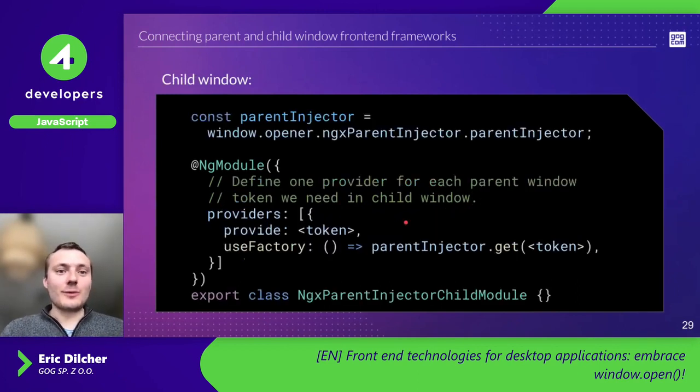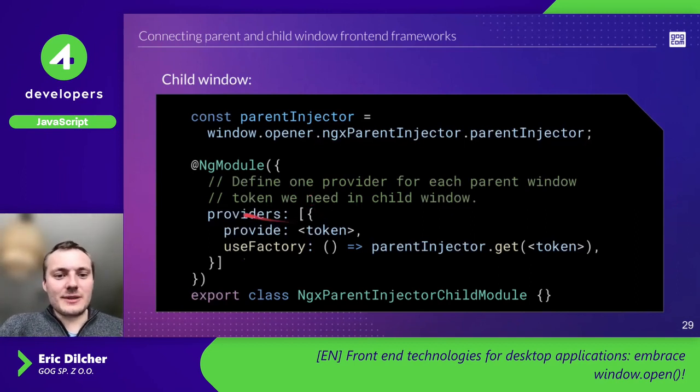Next, in the child window, we just get a reference to this. Through window.opener, we get that injector. So now we have the JavaScript object that is the parent window's injector. So how do we actually integrate that with the child window's Angular framework? Well, luckily, Angular provides a way to define providers.